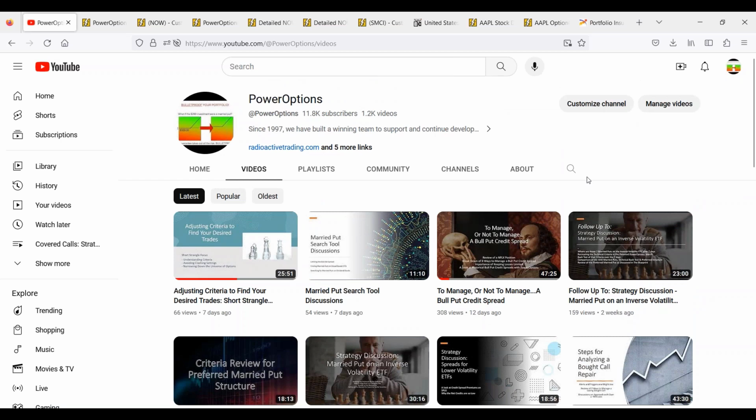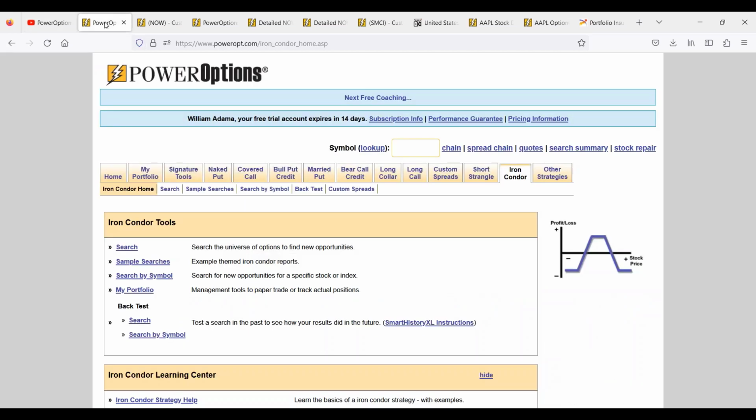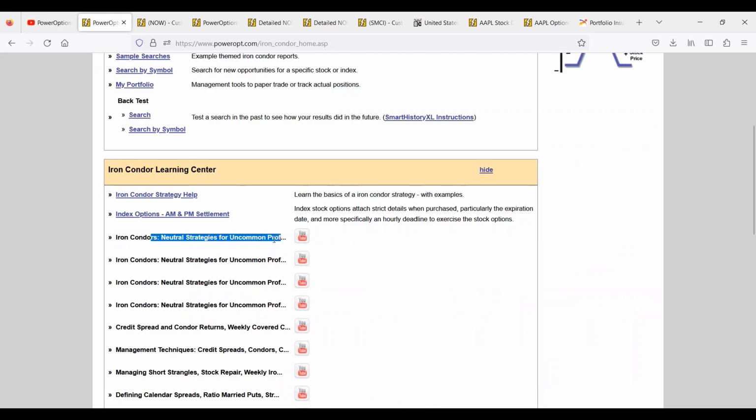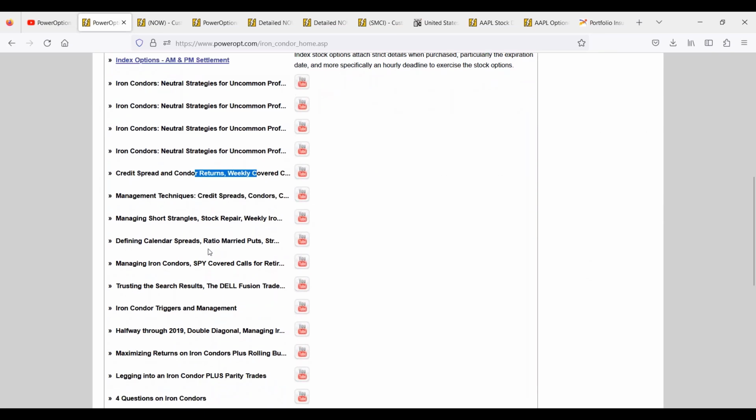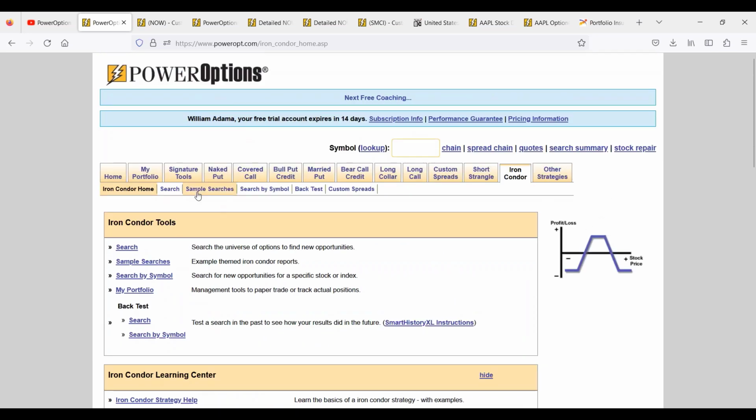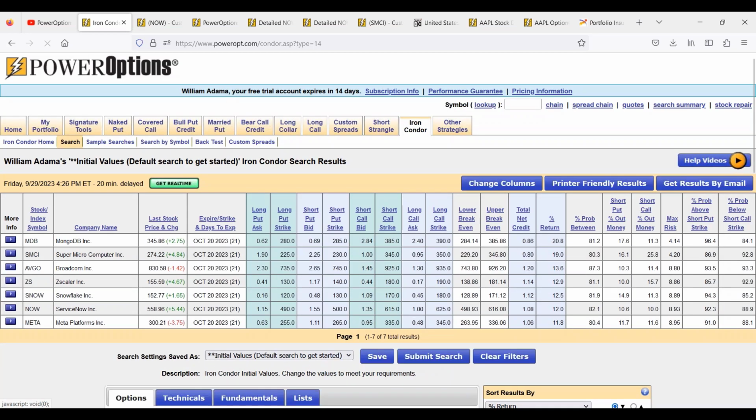But you can see the iron condor criteria discussion, management techniques, and others, both on sort of PowerOptions. There's some old ones there, and then there's some different ones, management techniques, credit spread, and condor returns. Other discussions there as well that you can get into. And you can see our default criteria that we prefer here.